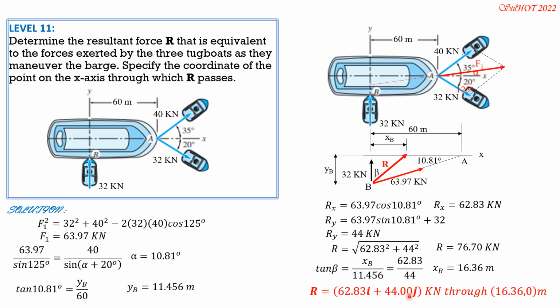So R is 62.83 i plus 44.00 j kilonewtons, and it passes through this point here with coordinates xb 16.36, then y is 0 at this x on the x-axis. That's it for this challenging problem.